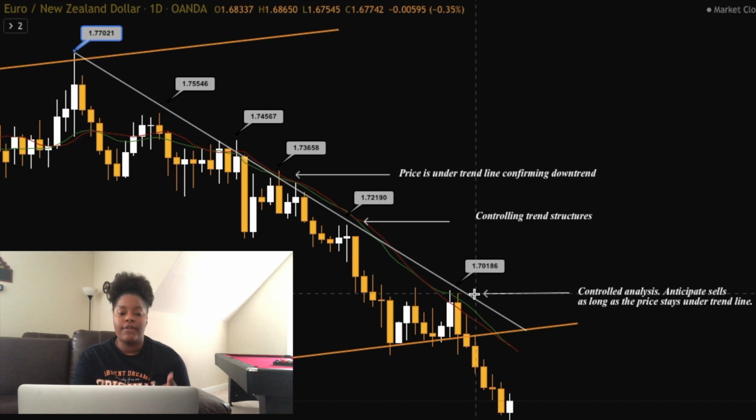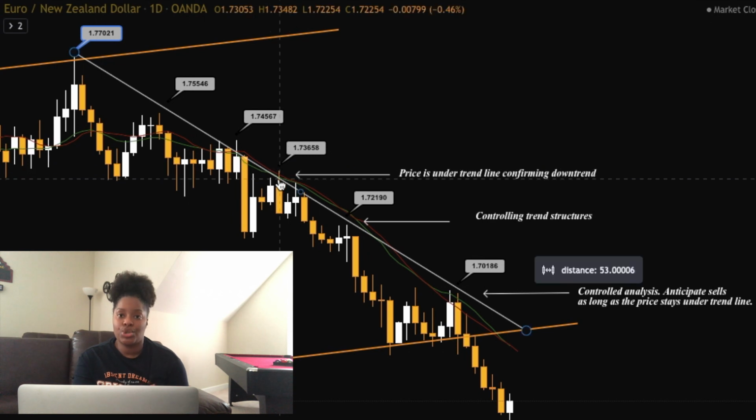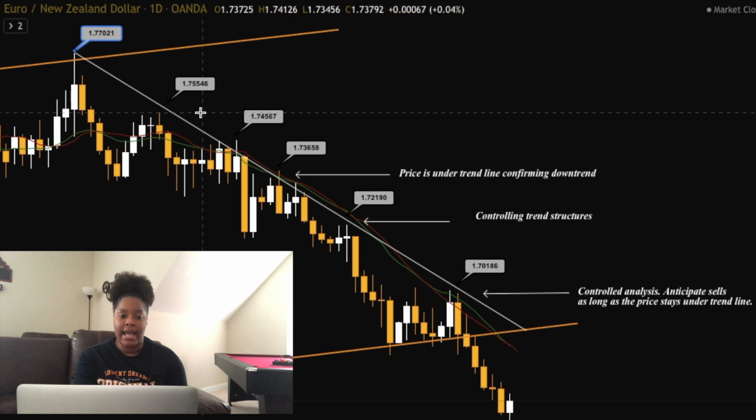Okay, so for example, 1, 2, third touch to the trend line. This was an area in which we can see how price hit the trend line again, gave a bearish engulfing candle, and it confirmed that price was still in a downtrend. I could have entered this area, and I did, on the daily time frame. I could have entered it on the 4-hour time frame, 1-hour time frame.